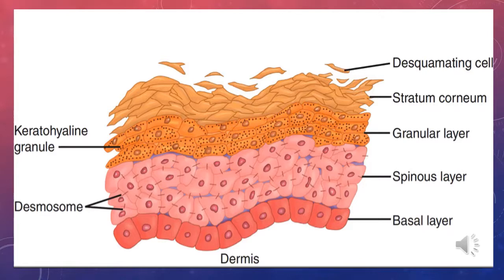The extent is up to the basal layer, and the cells, the keratinocytes, are connected with each other. As in this example, you can see the desmosome. The desmosome is the intercellular junction between these cells, so they are cohesive in nature due to this.